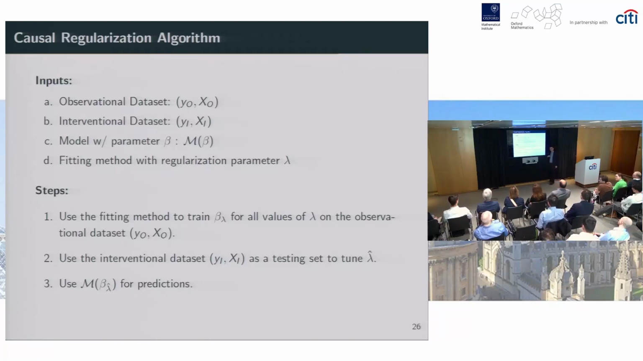So why do you do 1, 2, and not 2, 1? Is 1 a prerequisite for 2? Yes. To repeat the question: why do you need to do the fitting for all values of lambda prior to using the interventional data set to tune lambda? Because you need to use the output of 1 for 2?